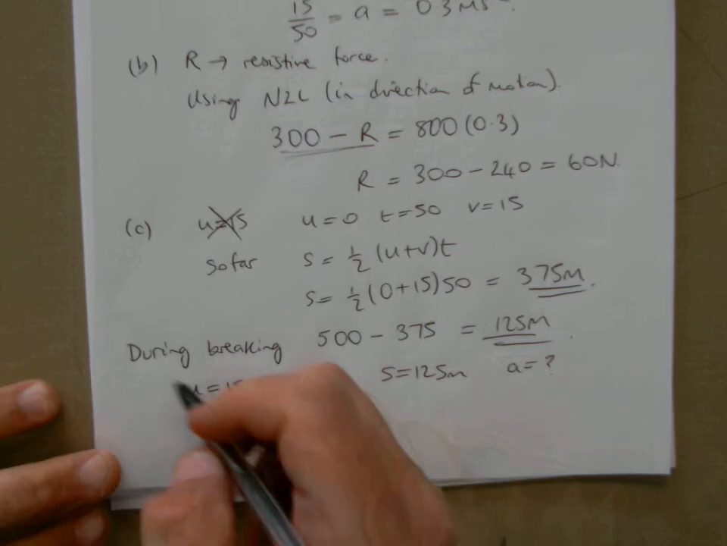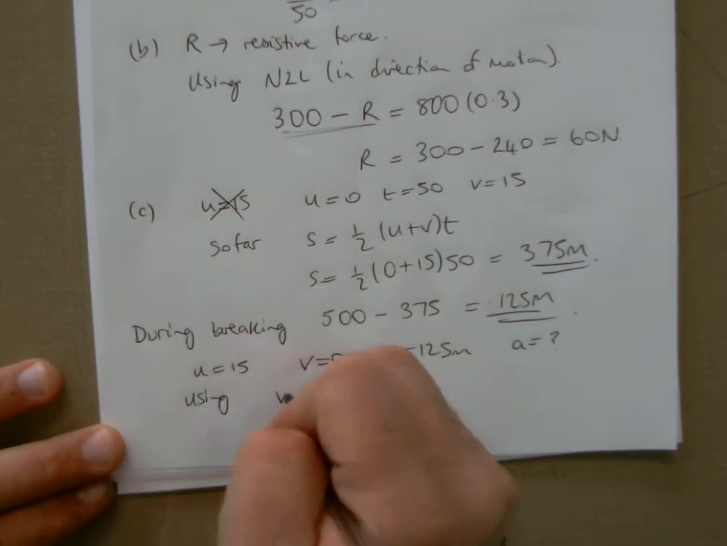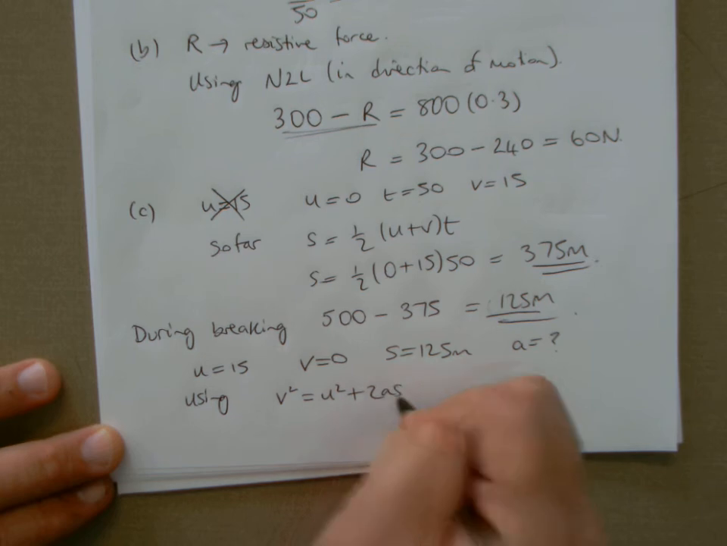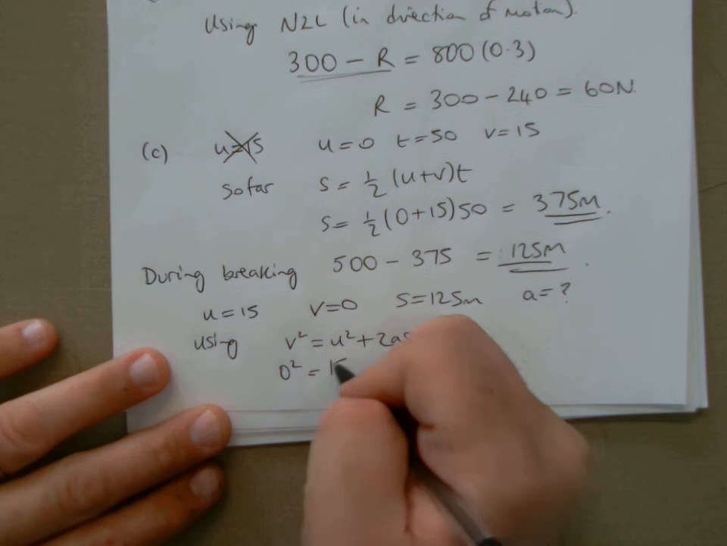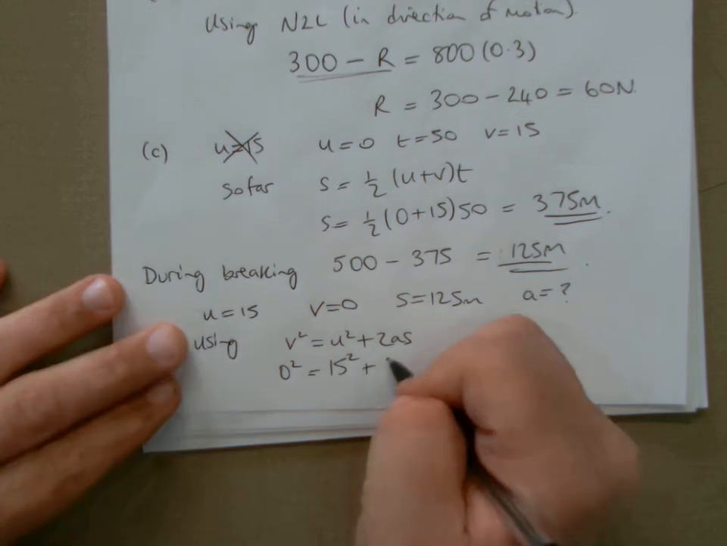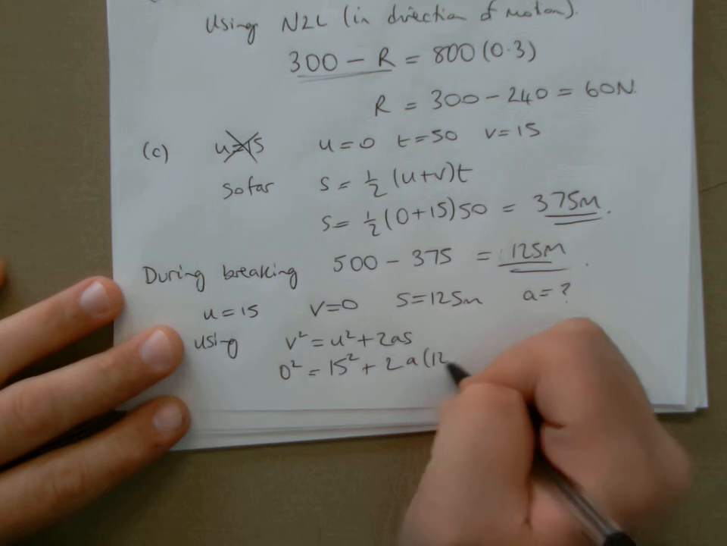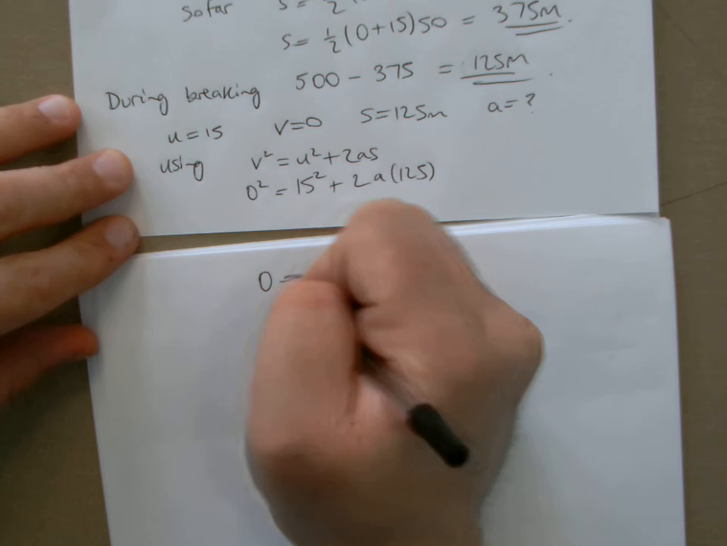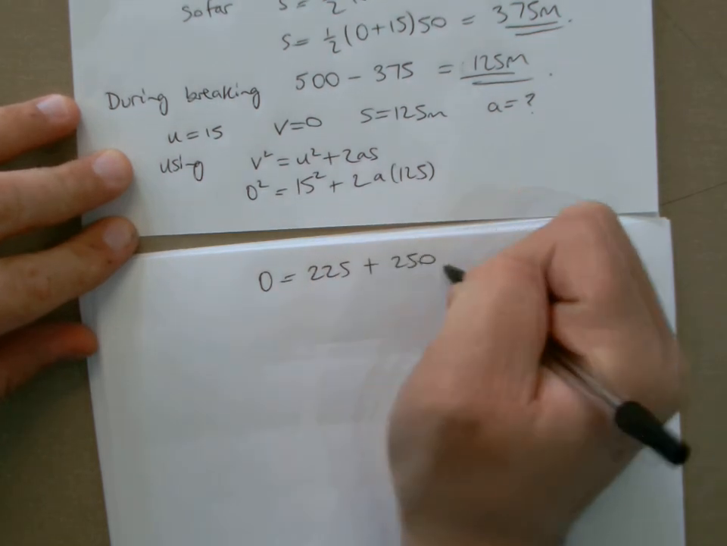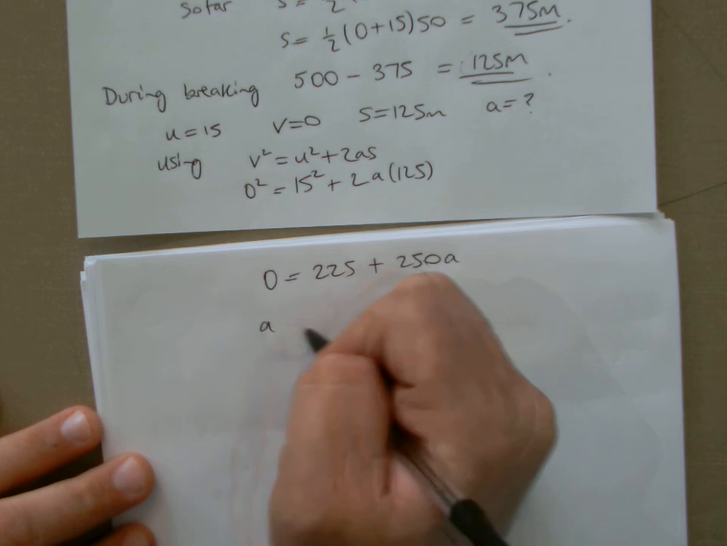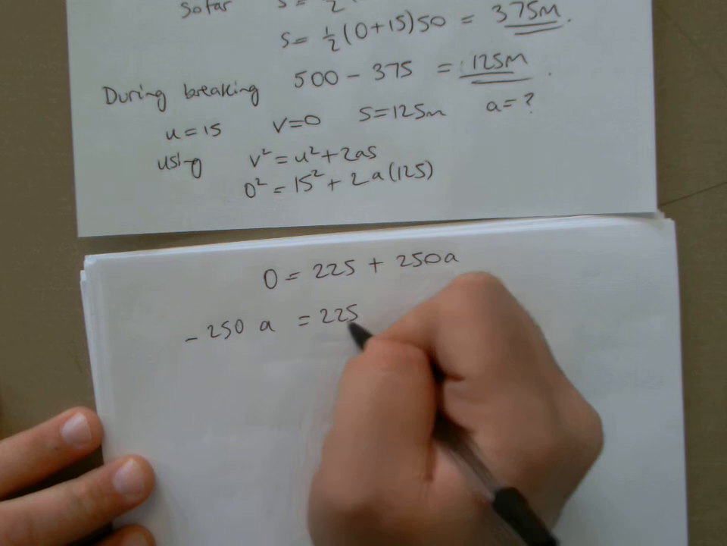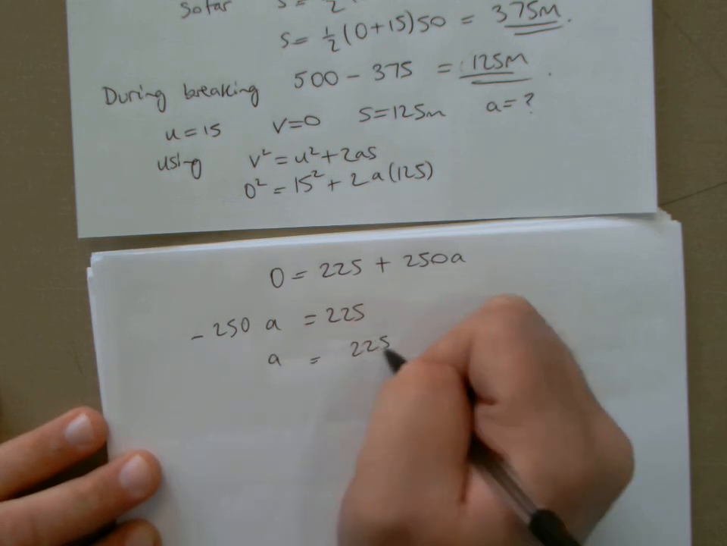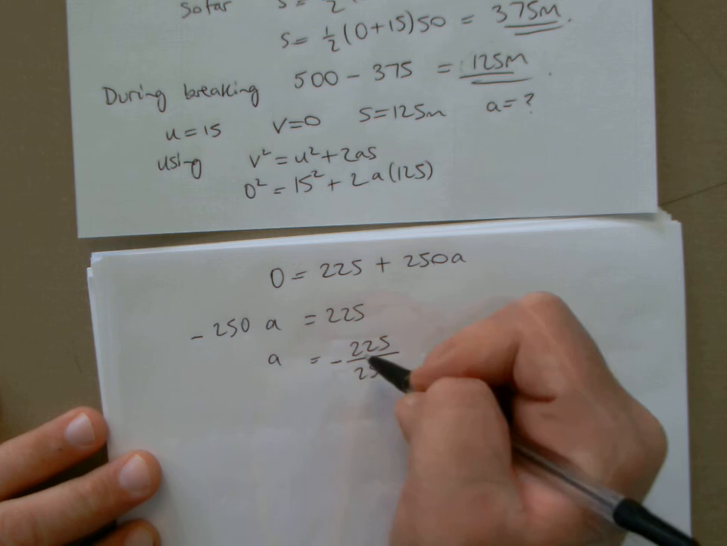This is a good question because it relies upon using another formula from SUVAT, which is this one: v squared is u squared plus 2as. So v squared is 0 squared, u squared is 15 squared, plus 2as. We want to find a, s is 125. So 0 is 225 plus 250a. So 250a, take it over to this side, is 225. So then a is 225 divided by 250 and a minus, take it over.